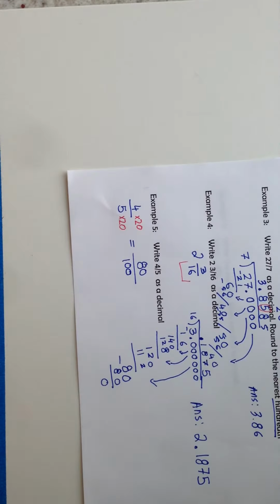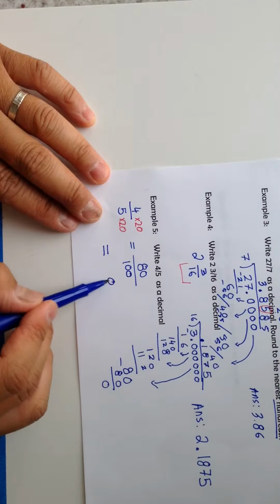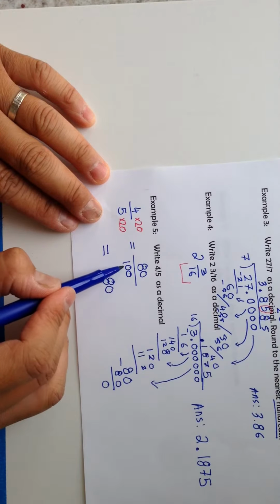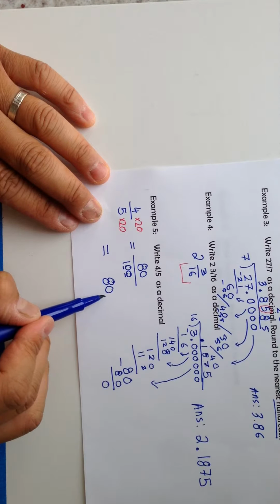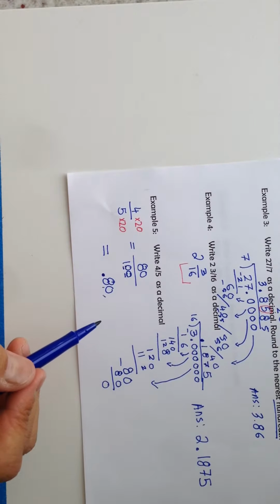So what I just did is turn this fraction into an equivalent fraction with a denominator whose value is a power of 10. So I'm going to go ahead and apply the shortcut. I'm going to write the number 80, and because my denominator has 2 zeros, I'm going to shift the decimal point 2 places to the left, which gives me 0.8.